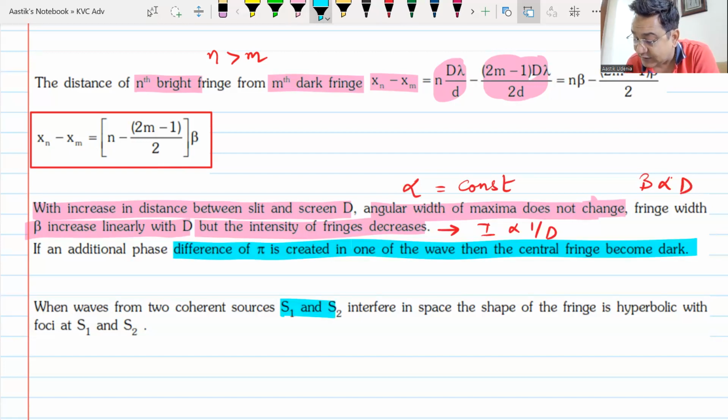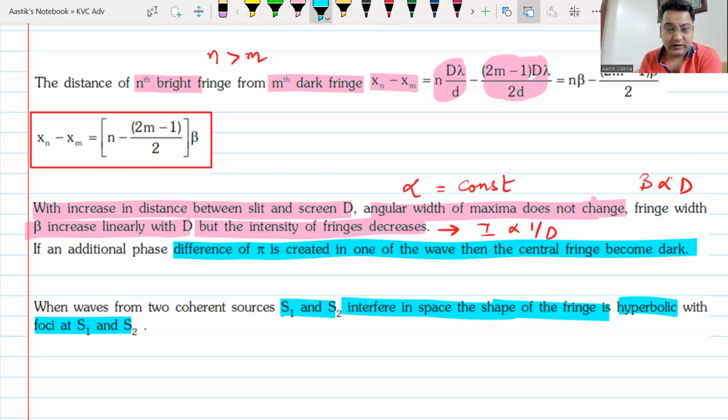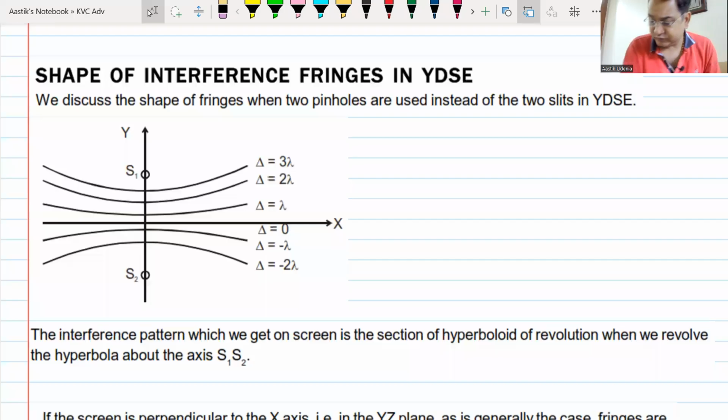When two sources interfere in space, the shape of fringes will be hyperbolic. I'll also give you the shape of fringes. If you have pinholes, after this, you can just note it down. If we use pinholes rather than slits, in slits we get bands. If you use pinholes, then the pattern would be just like a hyperbola, and depending on where the screen is placed, you can have different types of fringes that are produced.